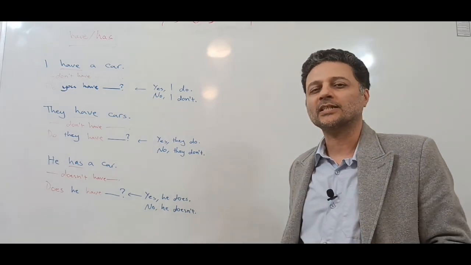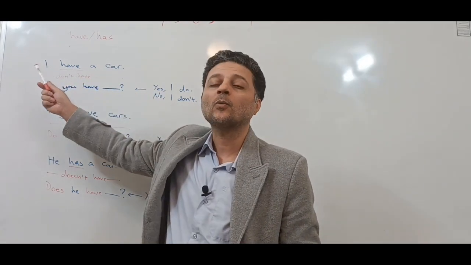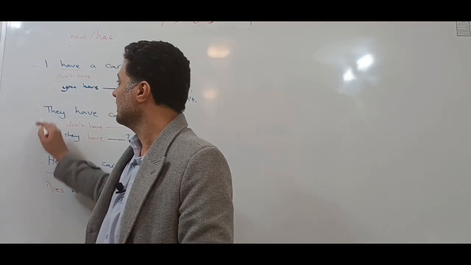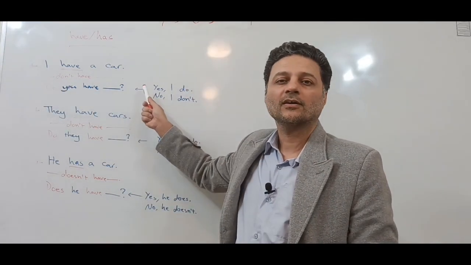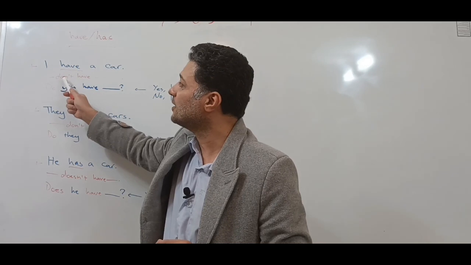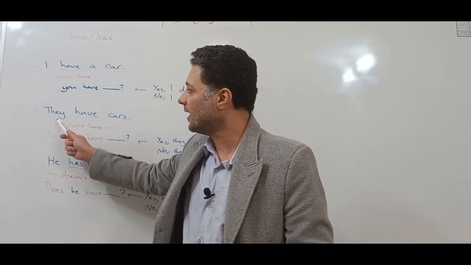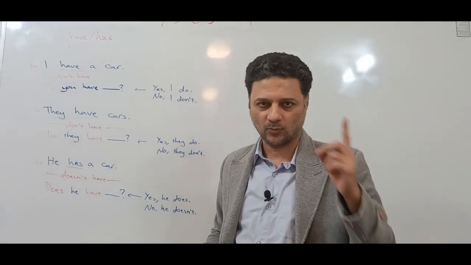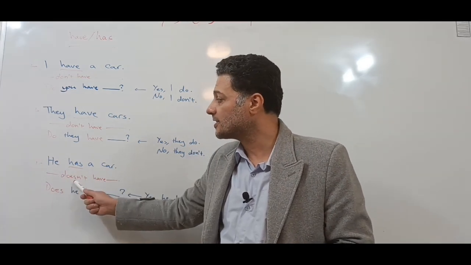Now let's see if we can make them negative. These structures that I used were all positive structures, or affirmative structures. Now, let's look at the negative ones. I didn't write the rest of the sentence just to make them distinct, how we make them negative. So for have, we say don't have or do not have. I don't have a car. For they, the negative form is they don't have cars, or they don't have a car if they have one single car. And the last example that I gave, he has a car, he doesn't have.